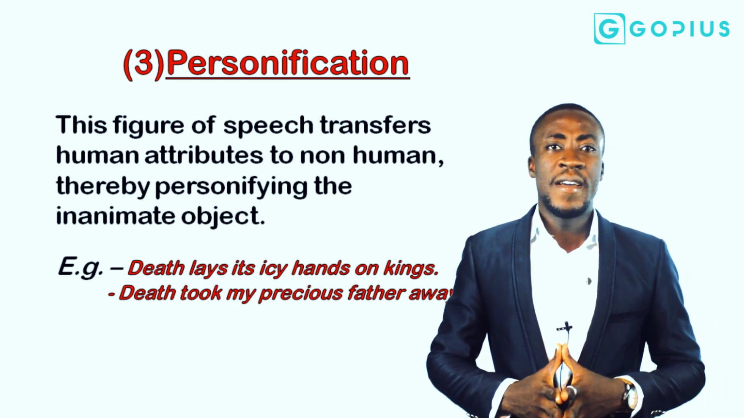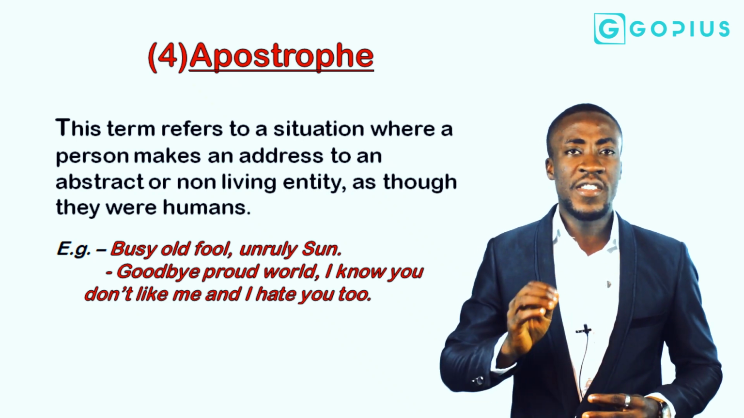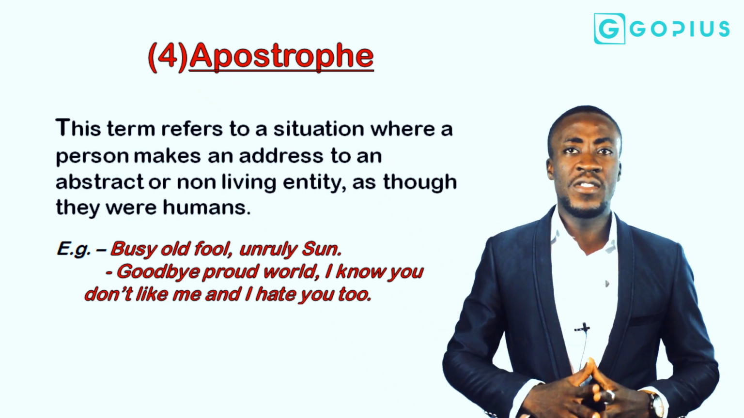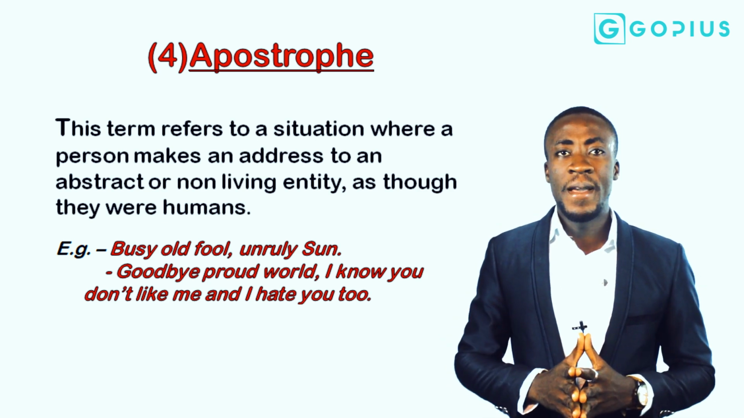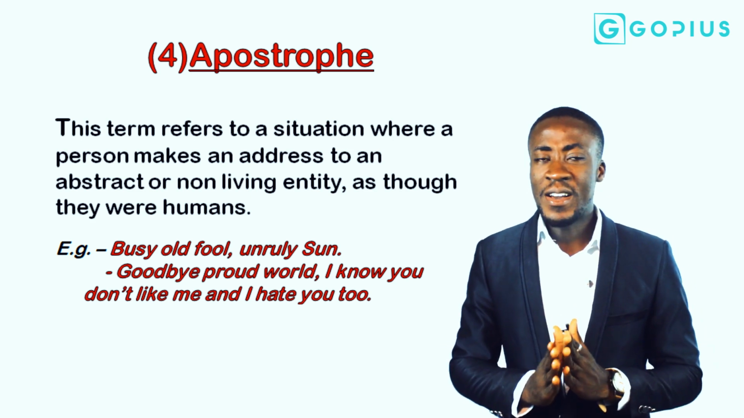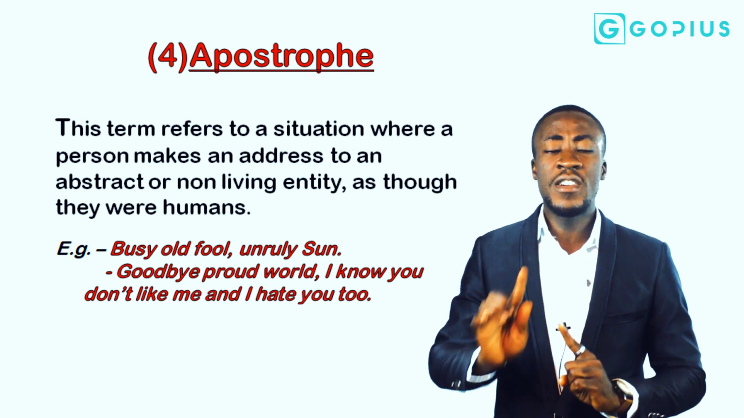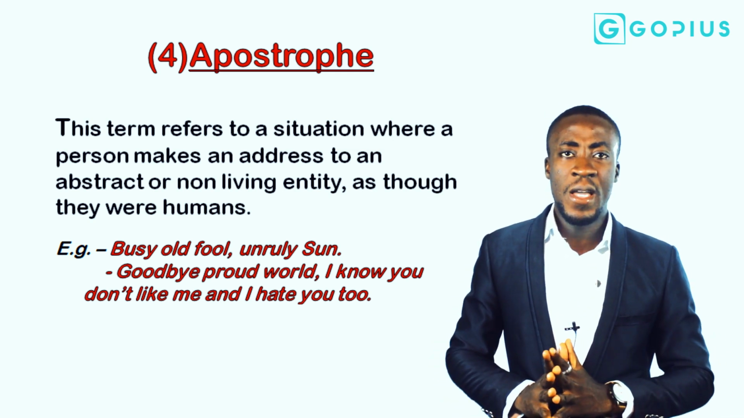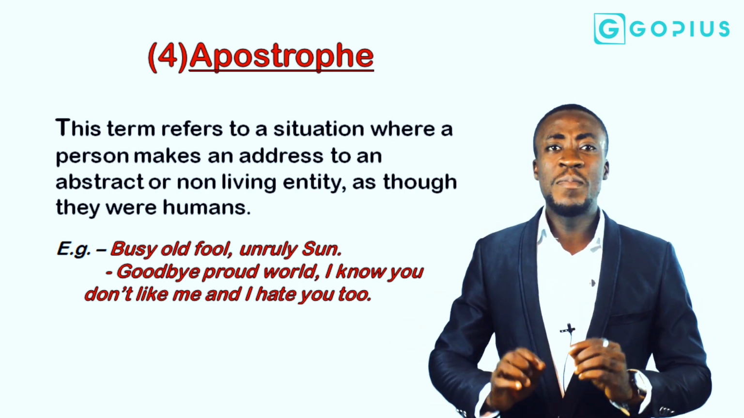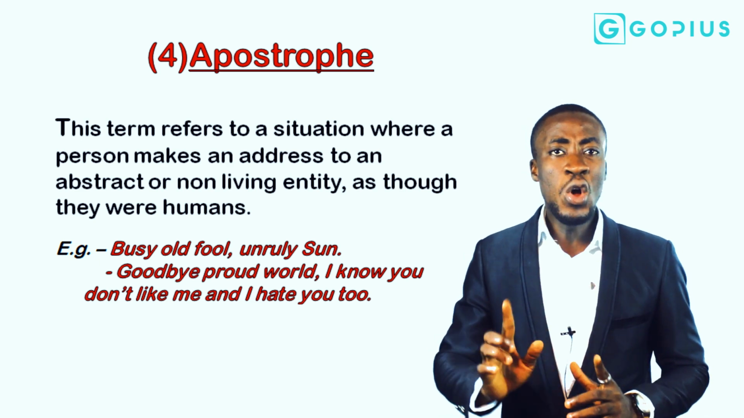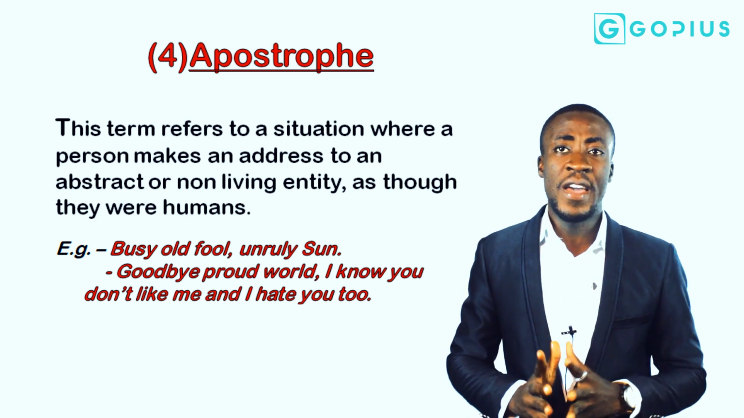The next literary and figurative expression is apostrophe. This term refers to a situation where a person makes an address to an abstract or non-living entity as though they were humans. This may sharply be confused for personification. Now, we had said that personification transfers human attributes to non-humans. But in an apostrophe, it is a statement or a remark that is made to non-humans as though those non-humans were indeed humans and could hear what the speaker was saying.